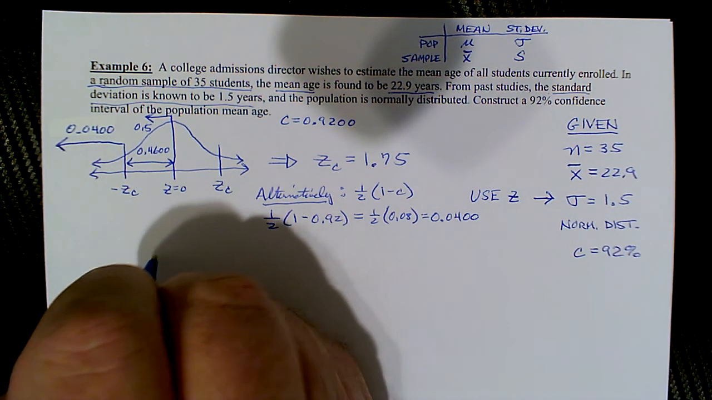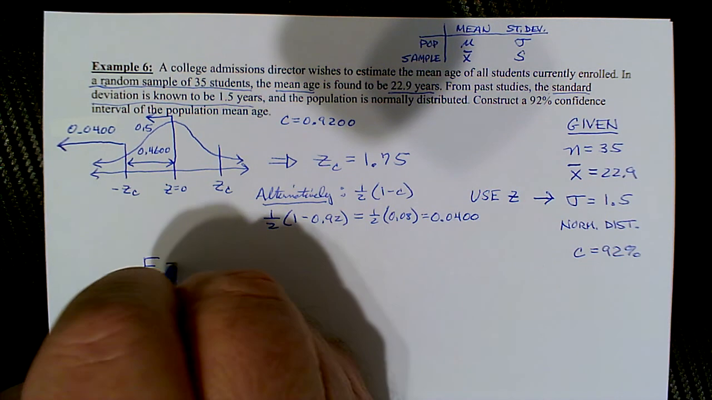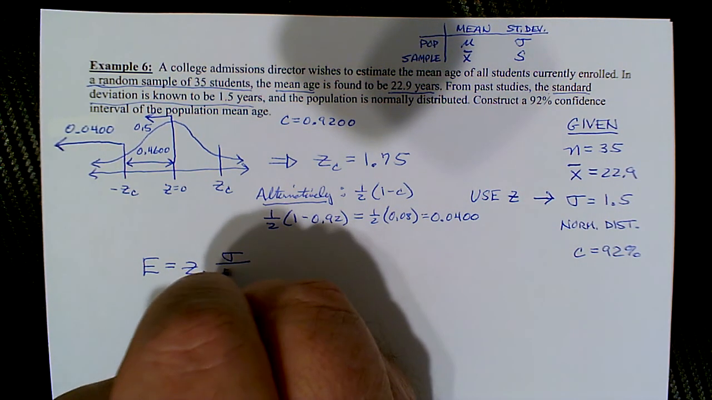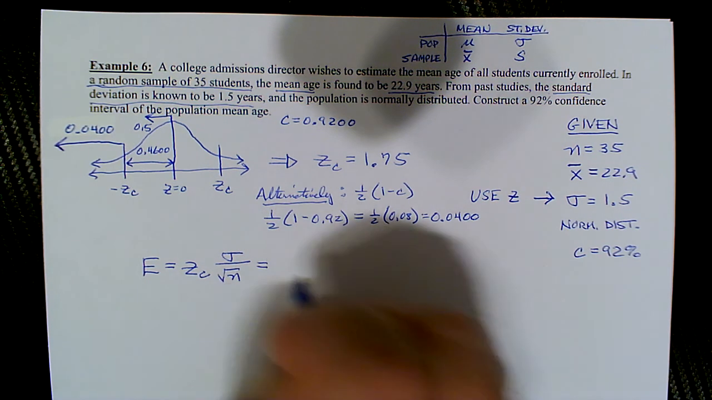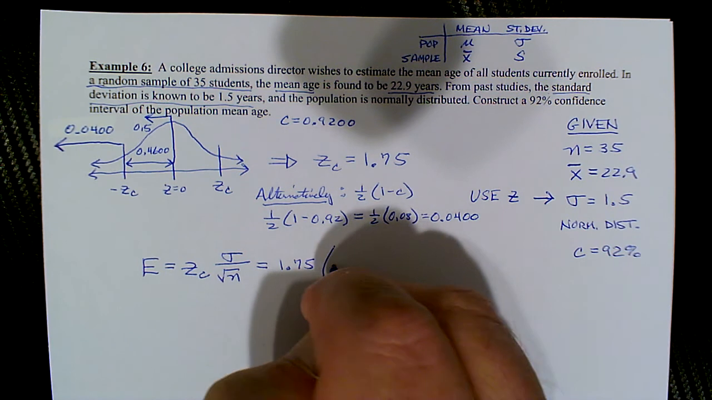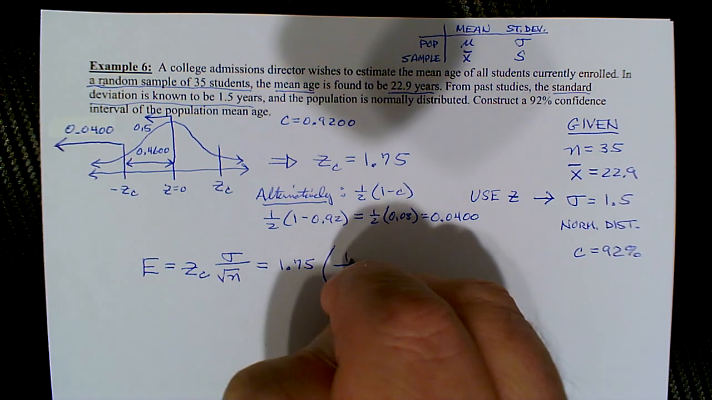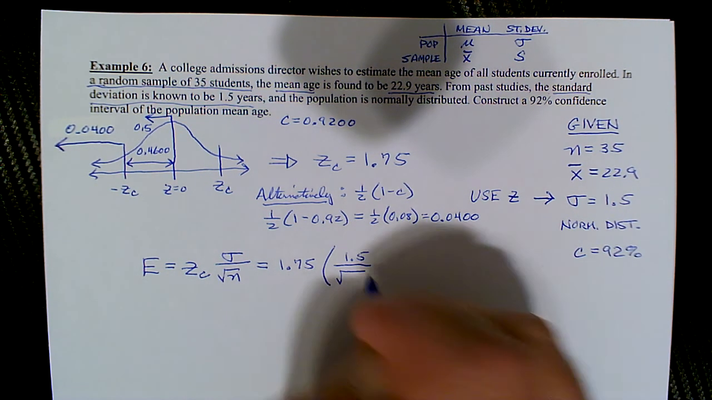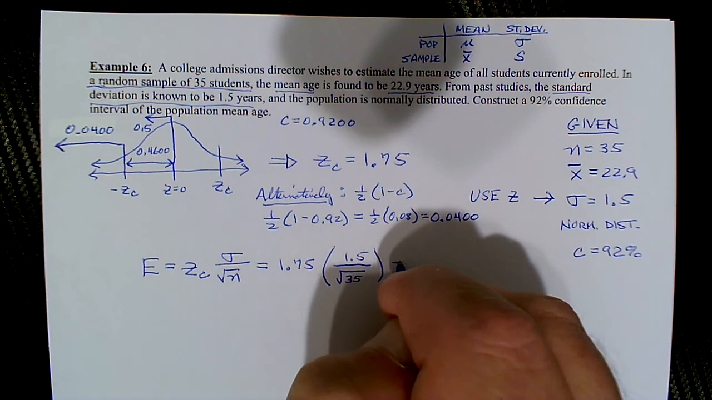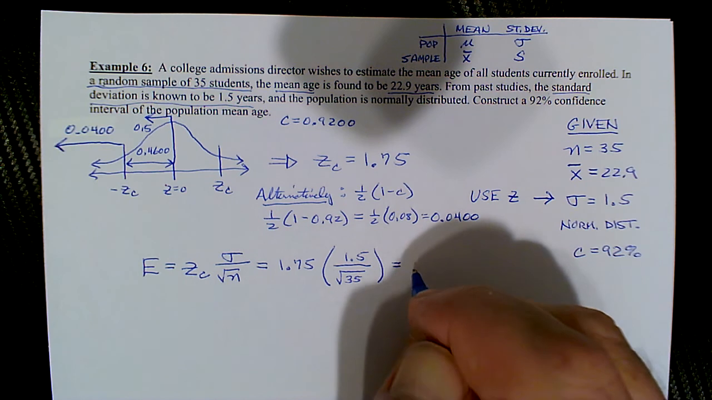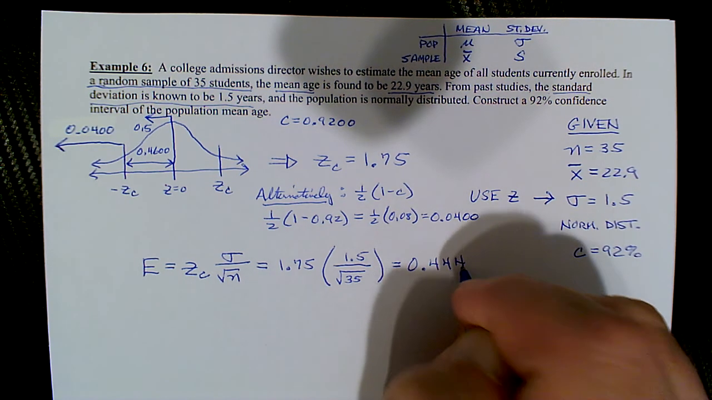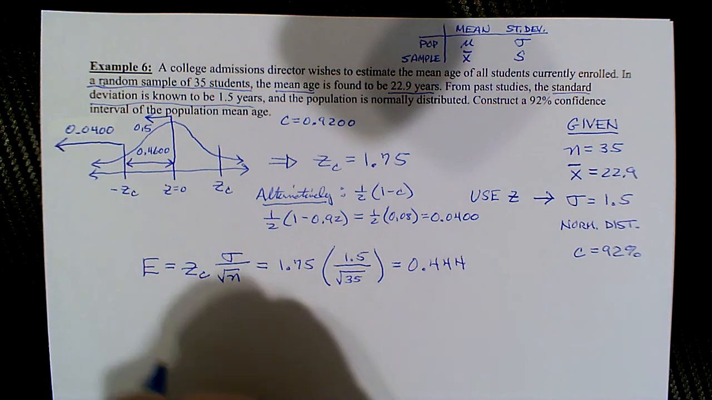We first calculate E, and E is Z sub C times sigma over the square root of n. So now we have 1.75 times sigma 1.5 over the square root of n, which was 35. And that gives us 0.444.